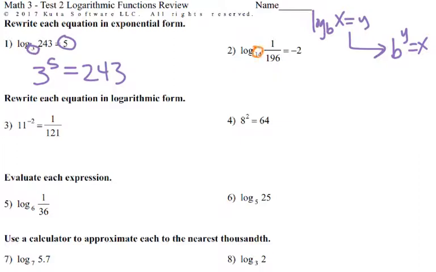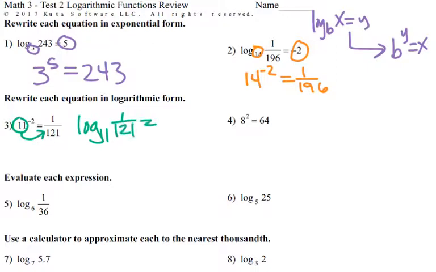Then number 2, 14 is the base, so it becomes the base. The output is -2, that's my exponent, equals 1 over 196. Now, if we're going backwards, the base of my exponent becomes the log base. The output becomes the input, 1 over 121, equals the exponent, -2. So the base, 8, so we go log base 8 of 64 equals 2.